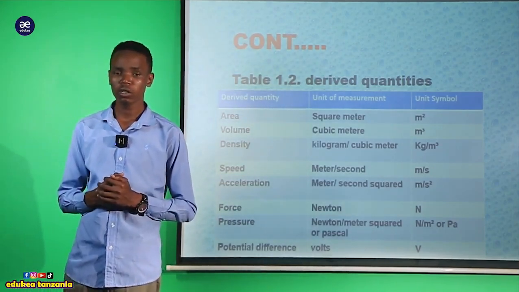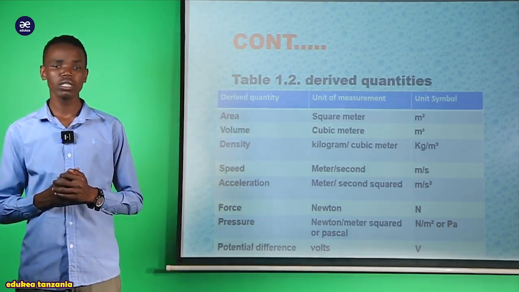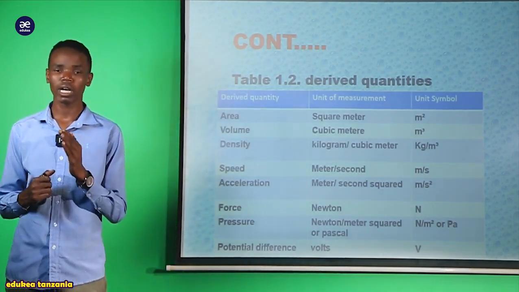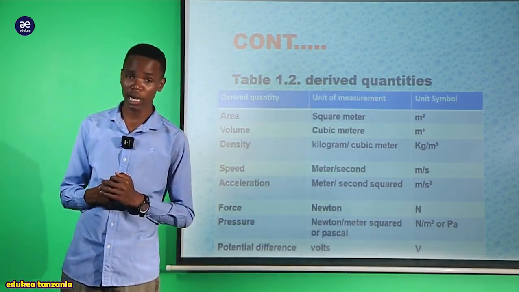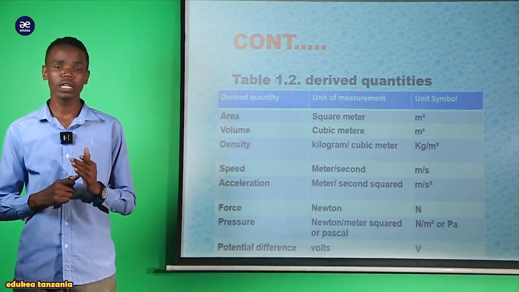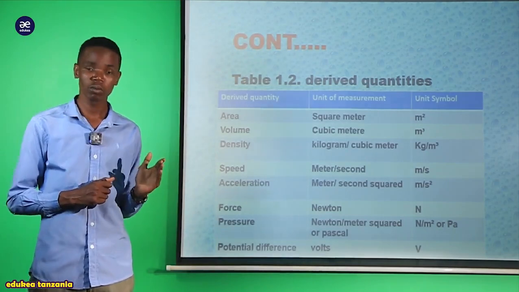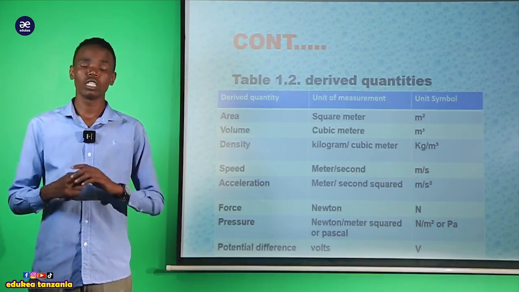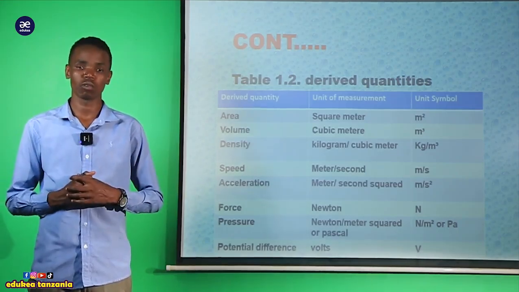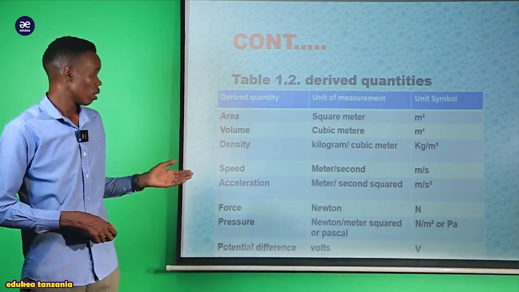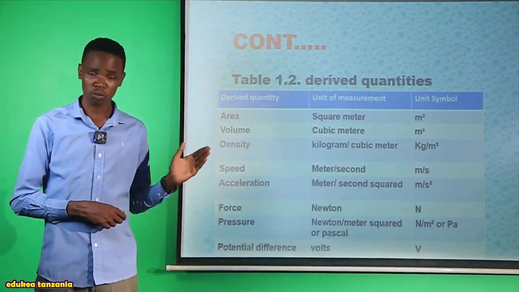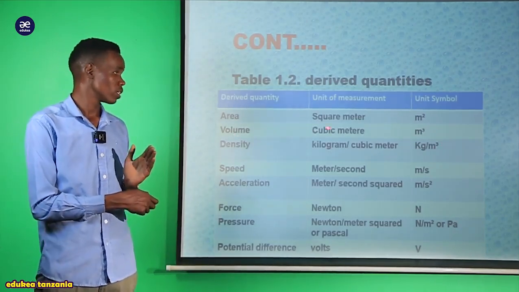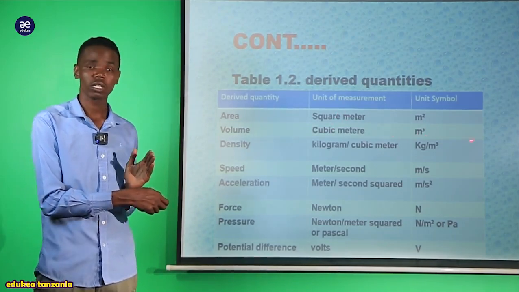Also we have the volume. Volume is also a derived quantity because it can be derived from other quantities, or we obtain the volume from other fundamental quantities. For instance, we obtain the volume by taking length times length times length. It means length cube. This represents a derived quantity. Its unit is the cubic meter, and the symbol of the unit of volume is meter cube.